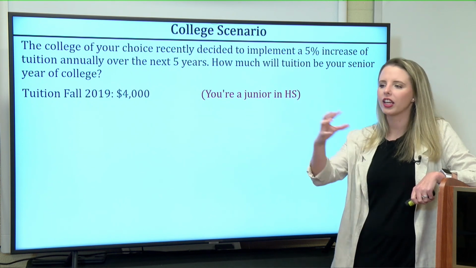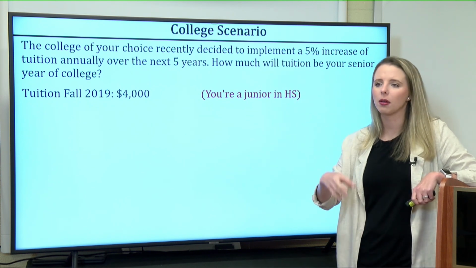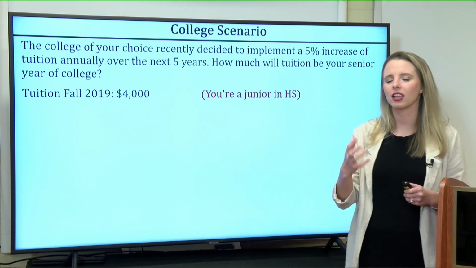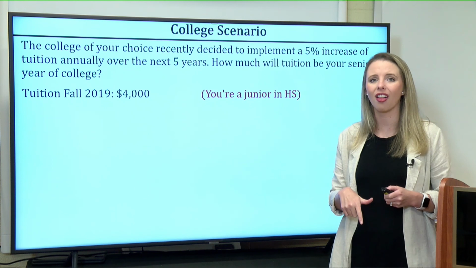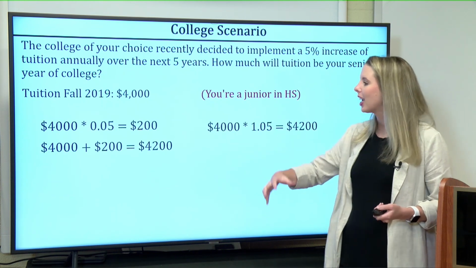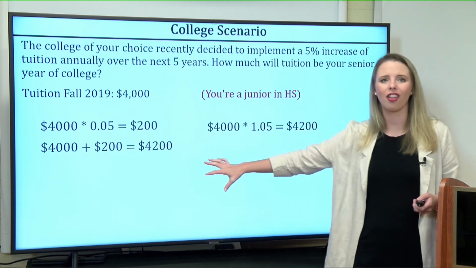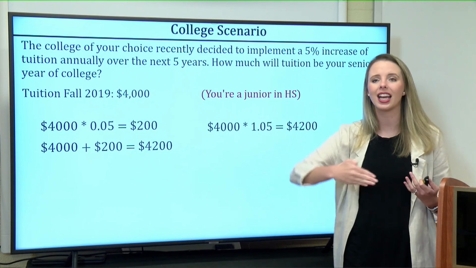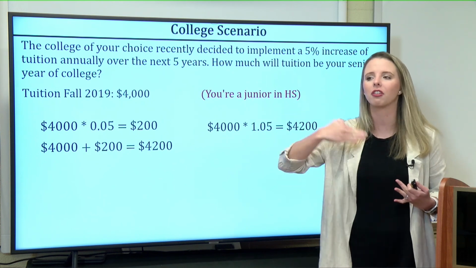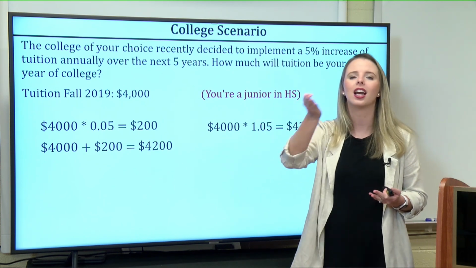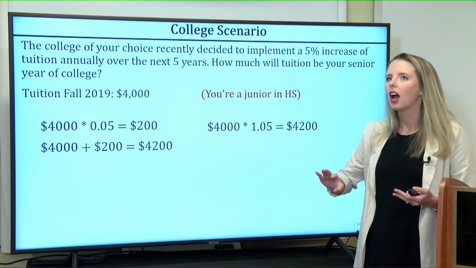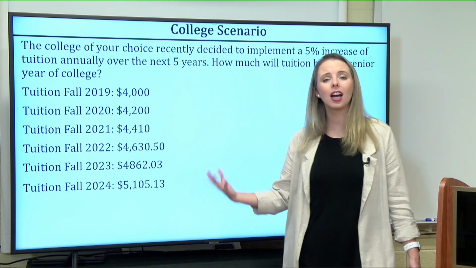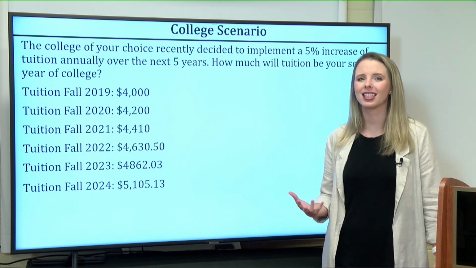You are a junior in high school, you've picked your college, and you've learned that they're going to have a 5% increase over the next 5 years. And the base tuition this year was $4,000. We talked about that next year you would have to pay $4,200, and we figured that out. We figured out that we were having to pay 105% the next year, every year for 5 years. We would pay 105% of the year before. Well, we had to do that step 5 times, right?